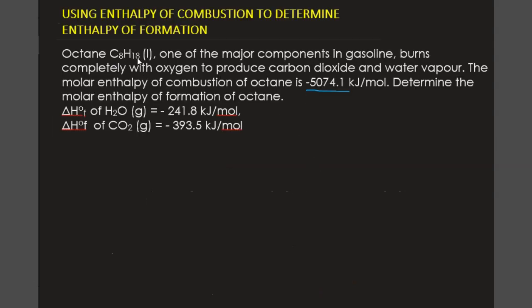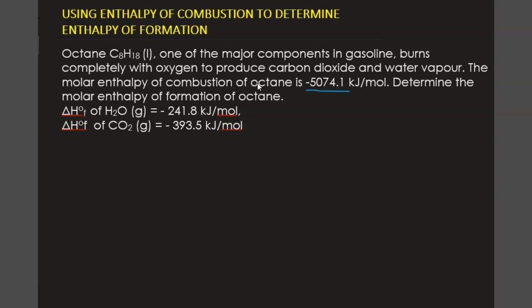Octane is C8H18. This means the liquid state. One of the major components in gasoline burns completely with oxygen to produce carbon dioxide and water vapor. This type of reaction is called a combustion reaction, because if anything burns in the presence of oxygen and releases carbon dioxide and water vapor, it's called a complete combustion reaction.